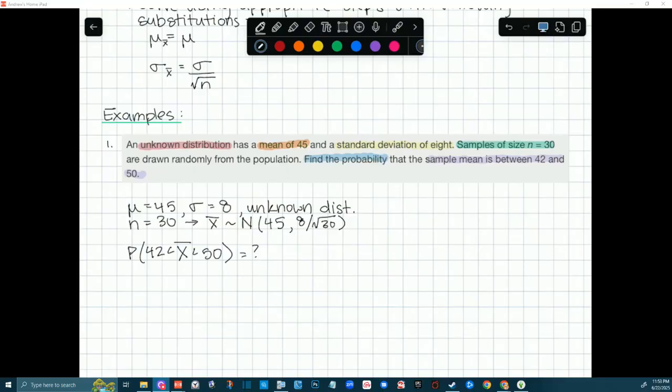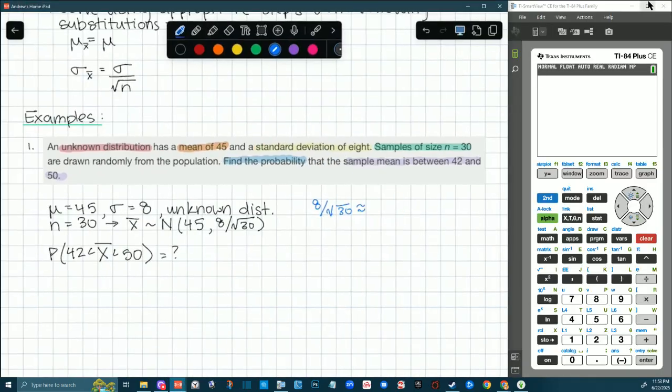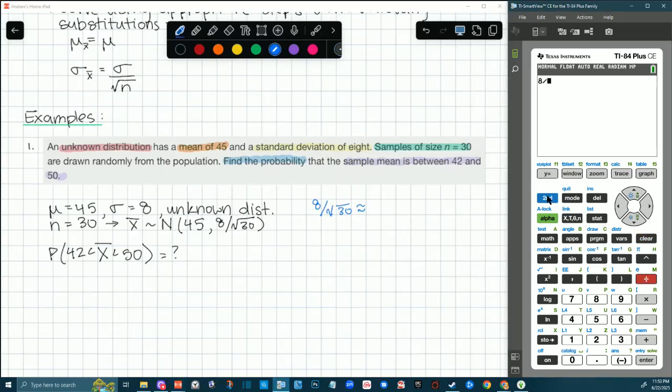So I'm going to draw my picture, and then I'm going to use normal CDF. Off to the side here, I'm going to jot down what 8 over the square root of 30 is to help me draw my picture. But when I do the calculator math, I'm going to leave it as an exact value, 8 over the square root of 30. So this is about 1.5. So I'm going to count by 1.5 on my picture.